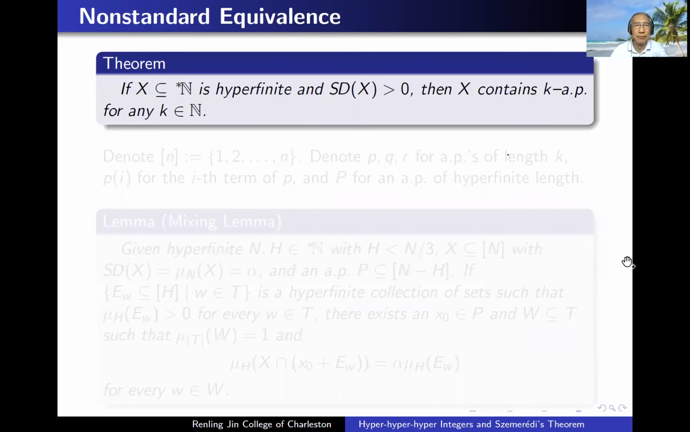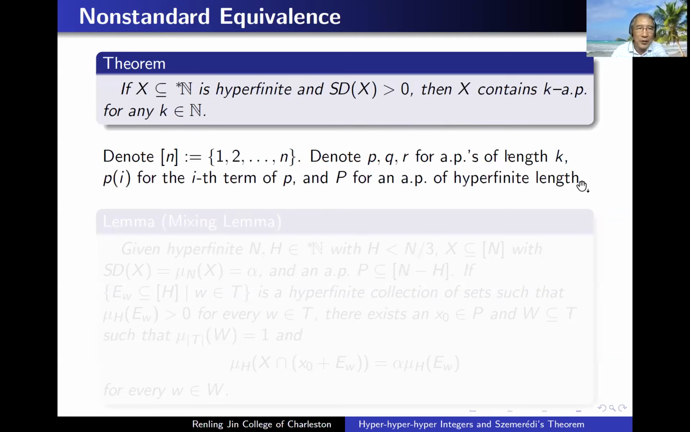Okay, so what we now want to prove is: if we have a hyperfinite set X with positive strong upper Banach density, then X contains a K-term arithmetic progression. And we use the following notation: bracket N is a set. And we use P, Q, R for APs of length K, always fixed length K. P parentheses I means the I-th term of P. And capital P is always an AP of hyperfinite length.